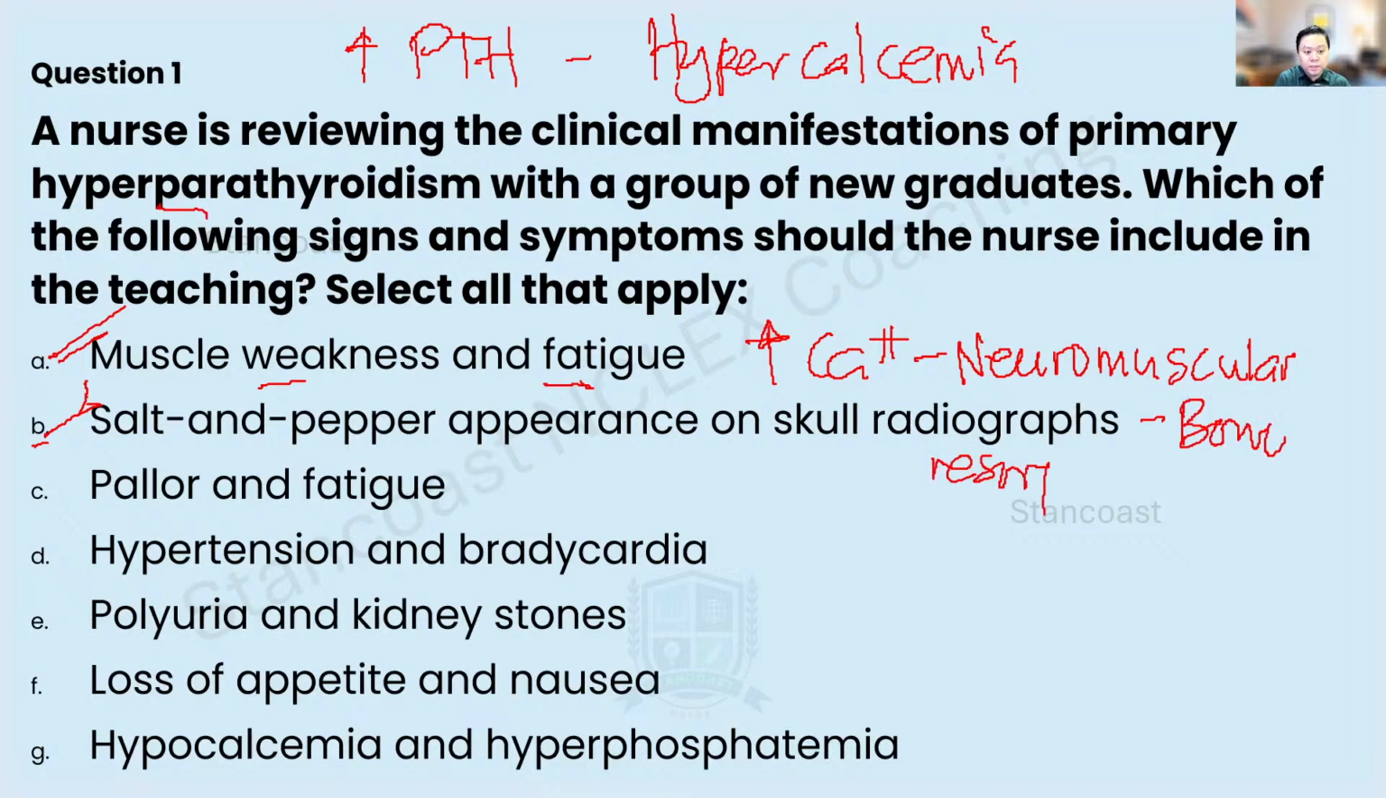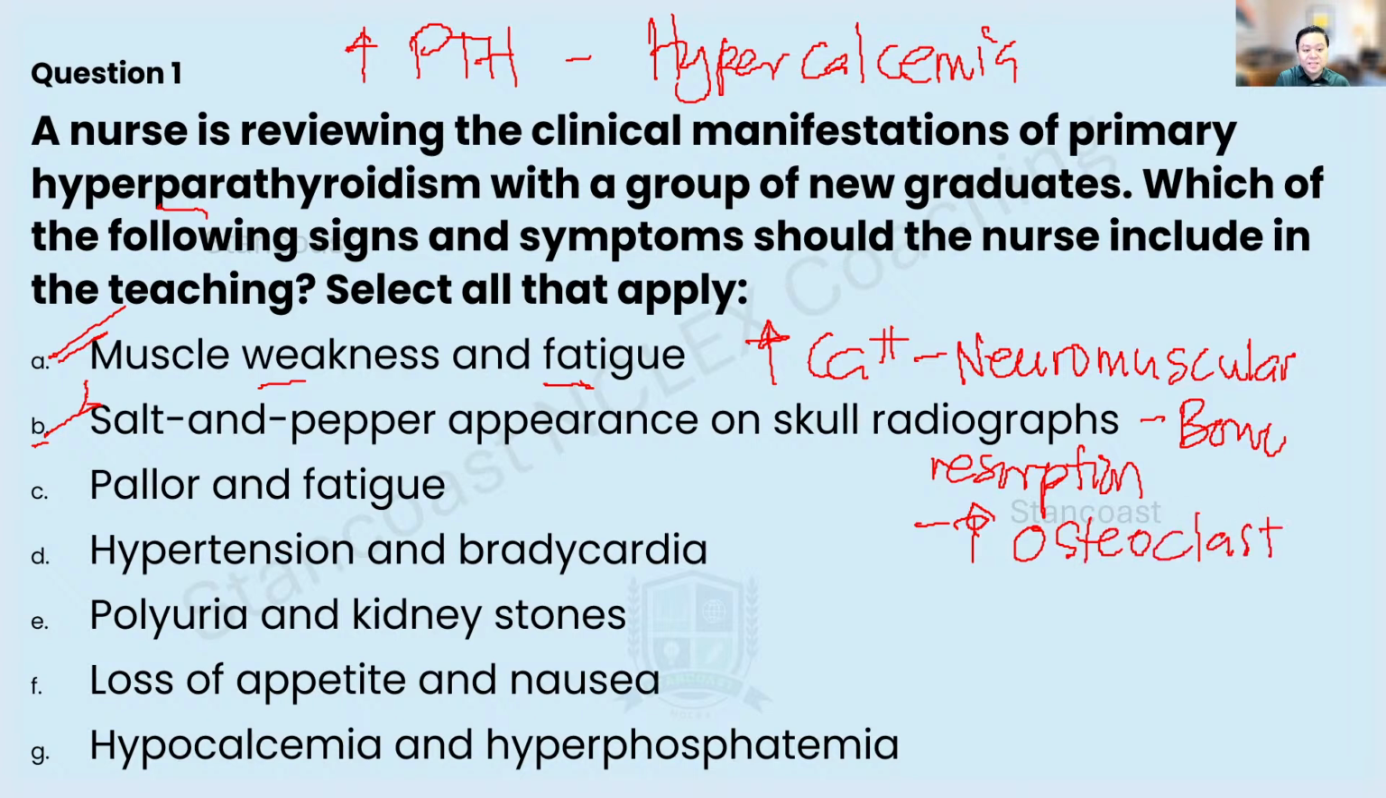Bone resorption. An increasing osteoclast activity has a negative impact on the bone structure. It will cause the calcium ions to migrate from the bone tissue into the bloodstream. And so that is why our patient here will have an increasing calcium level in the bloodstream. It's because of the shifting of the calcium ions into the bloodstream, which is because of the increased osteoclast activity.